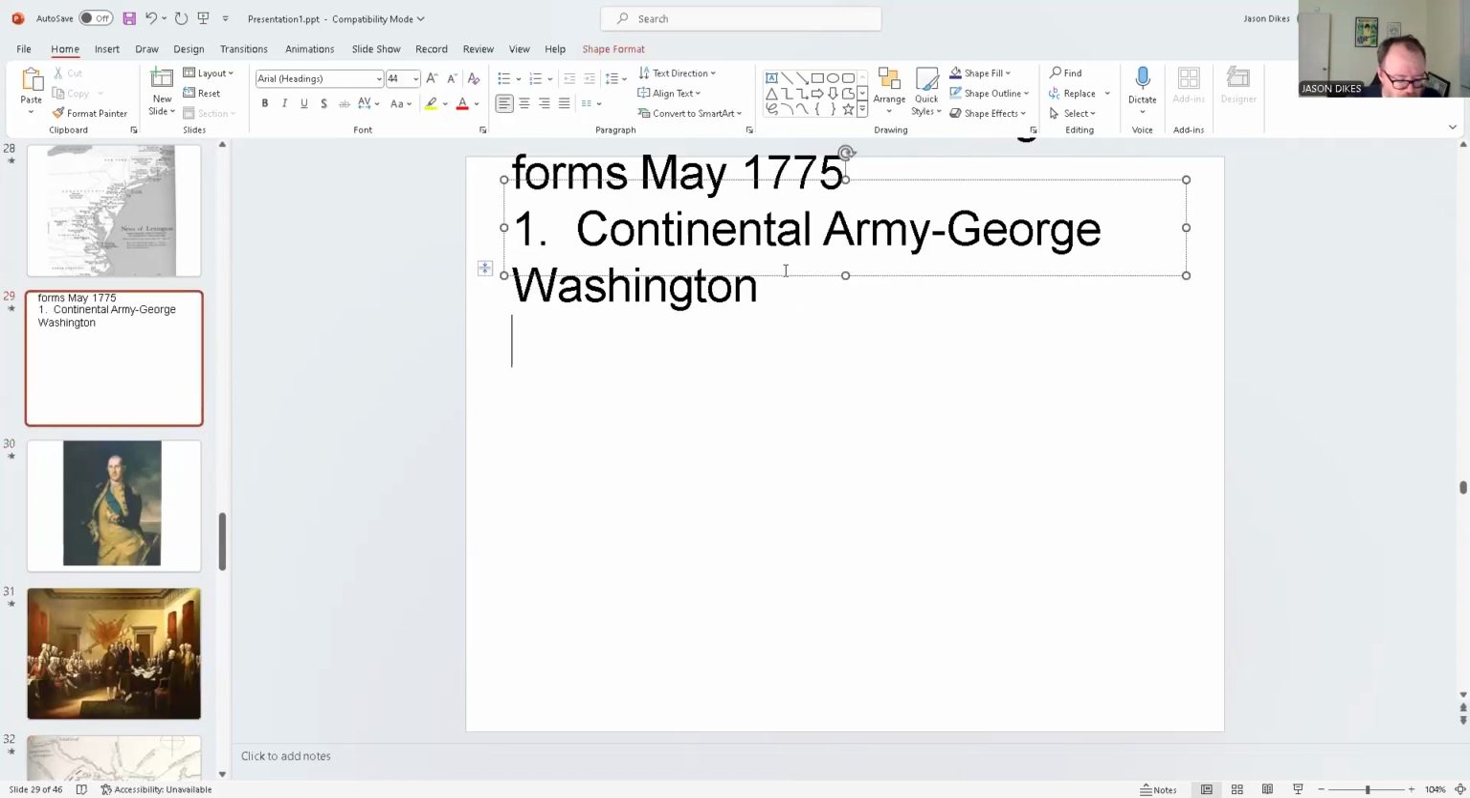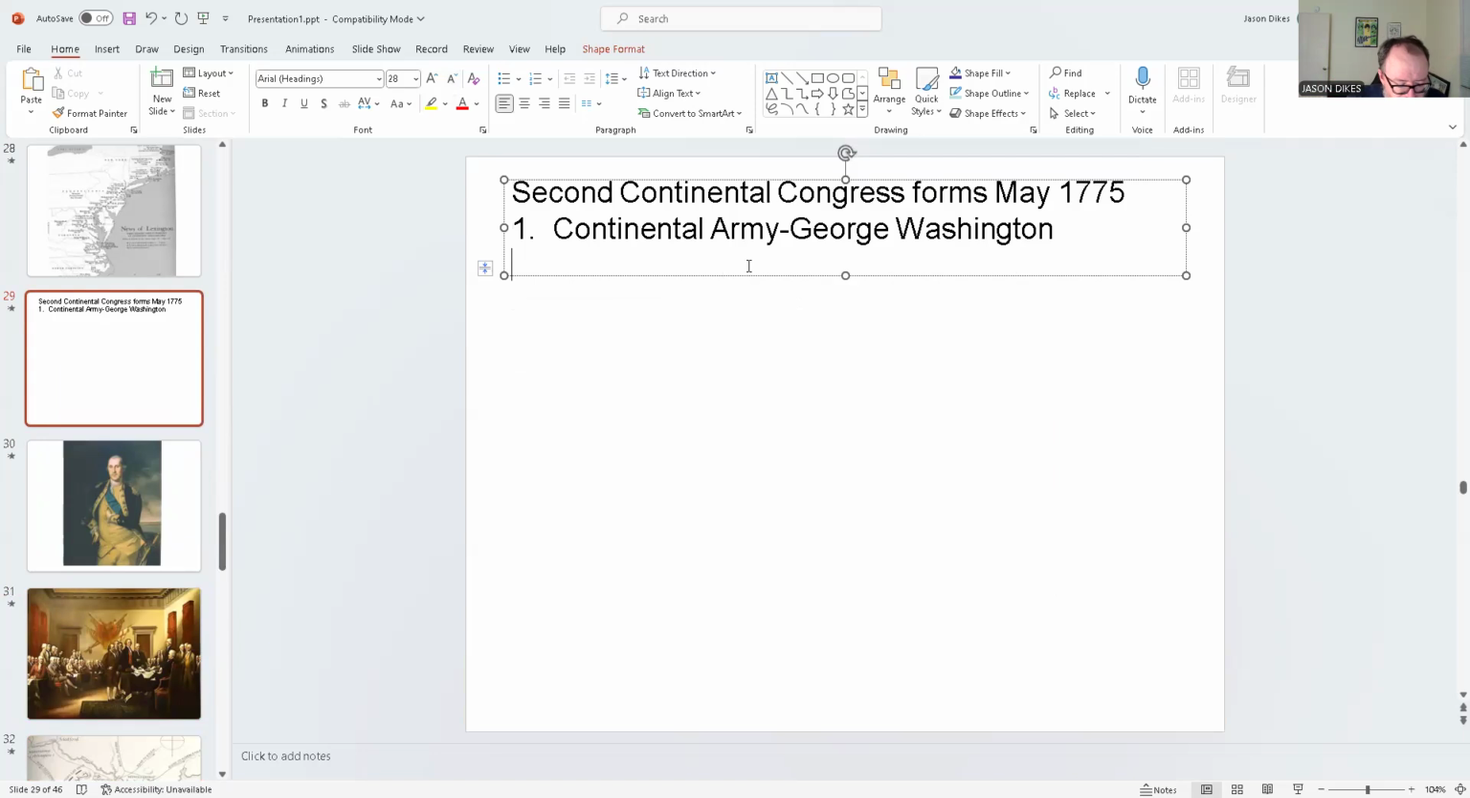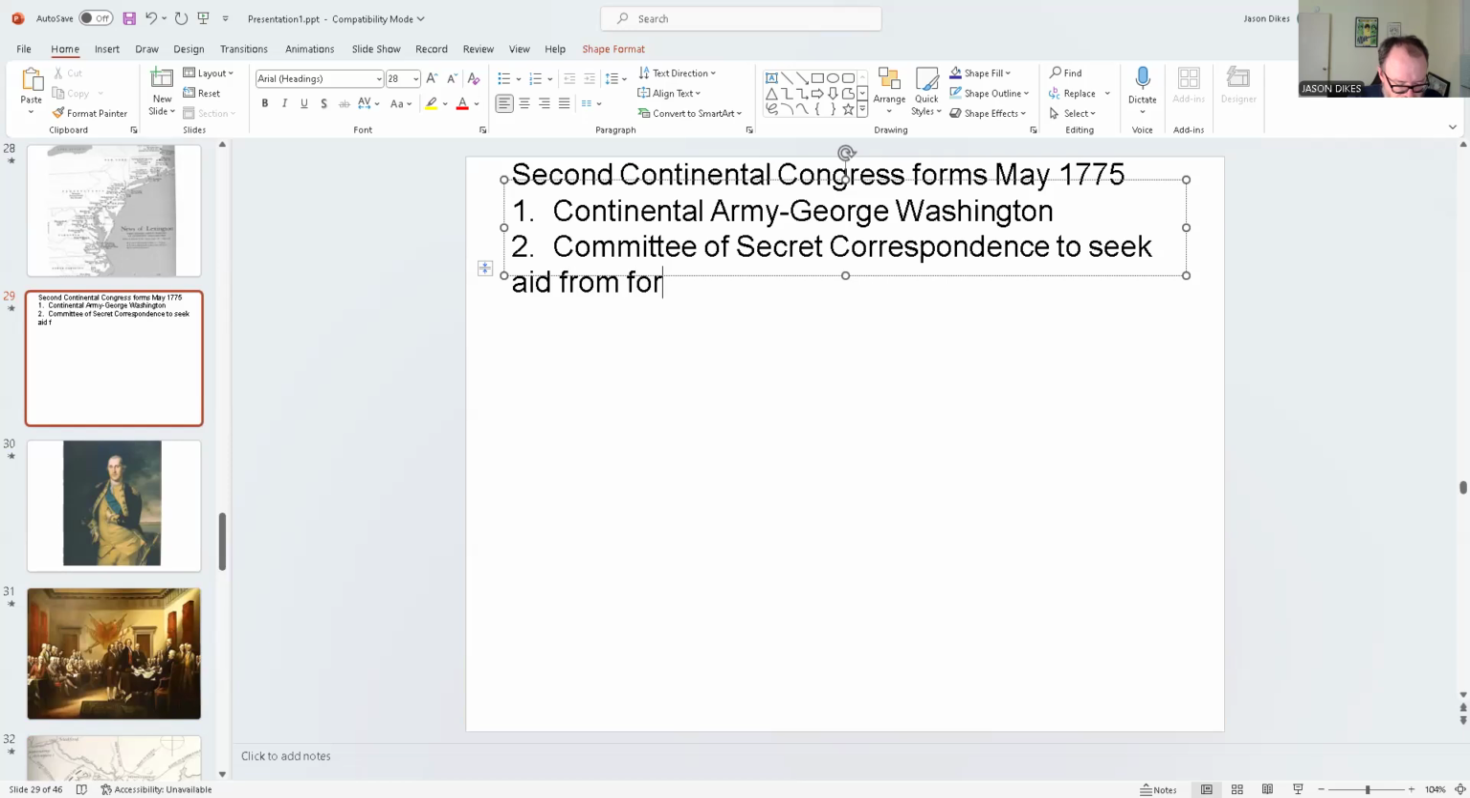Second is foreign aid. The Americans are smart enough to realize they're not going to be able to defeat the British on their own. So a committee of secret correspondence is formed to seek aid from foreign nations. That is going to be headed up by Benjamin Franklin. Because of his scientific achievements, Benjamin Franklin is the most famous American in the entire world. Okay.